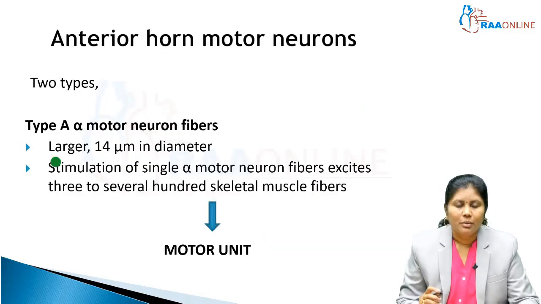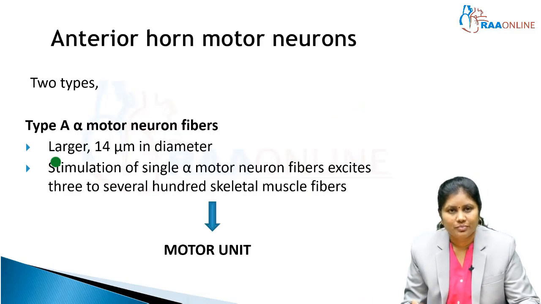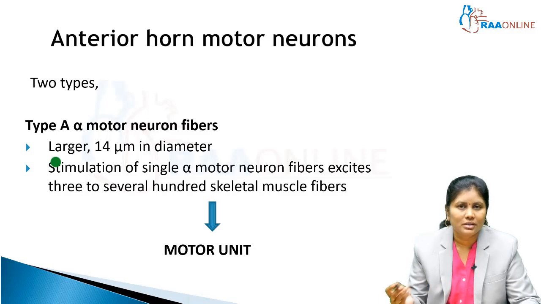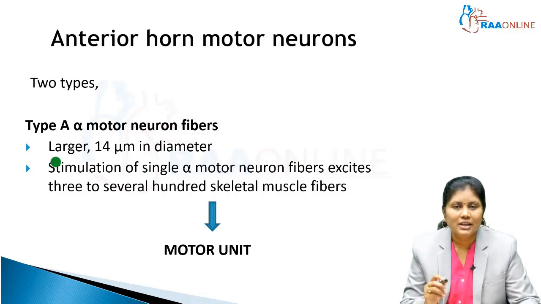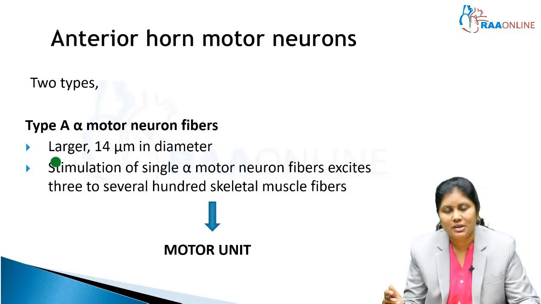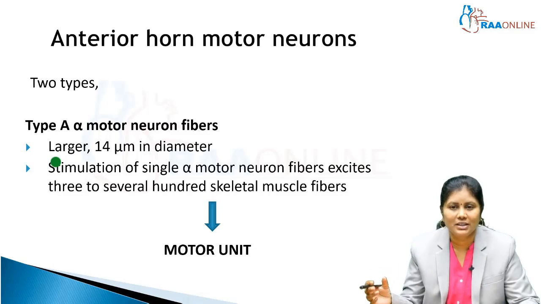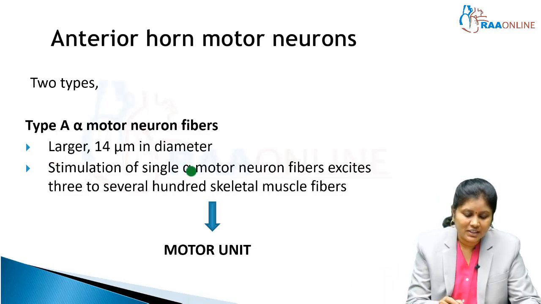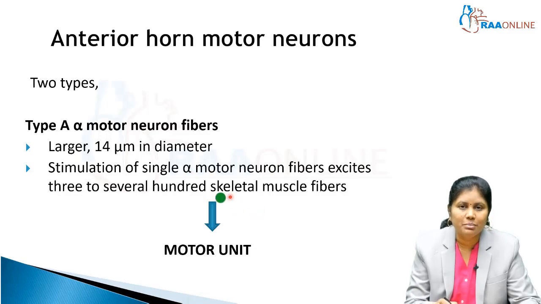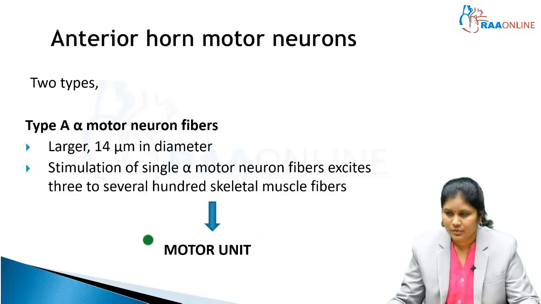Coming to the anterior horn motor neurons, there are two types. First, there are type A alpha motor neurons, or simply alpha motor neurons. These are the larger motor neurons, 14 micrometers in diameter. If you stimulate a single alpha motor neuron, it can elicit contraction in several hundreds of skeletal muscle fibers. That single motor neuron along with the skeletal muscle fibers supplied by it together is called a motor unit. You can see this diagram.